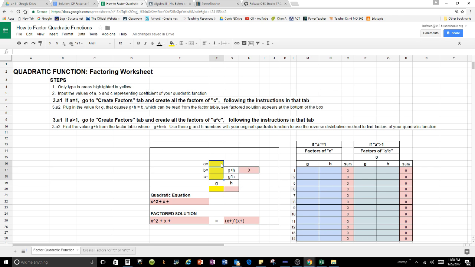Some of the rules: you should only enter data where you see yellow boxes. If you enter data in any of these areas where you see blue or reddish shaded areas, that will cause the spreadsheet to self-destruct. So please just stay within the yellow boxes. If for some reason you do type in those areas, just let me know and I can send you another version of this spreadsheet through Google Classroom.